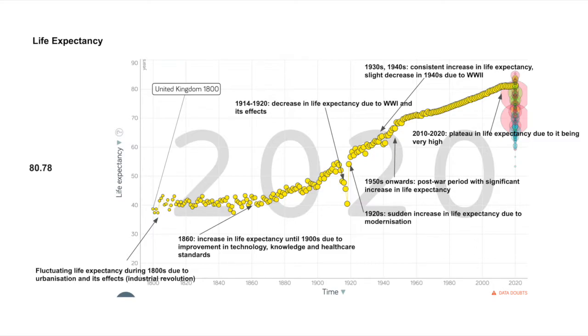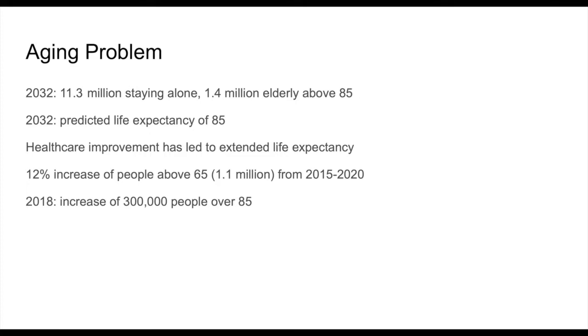In 1940, due to World War I, there was a decline in life expectancy. After the war in 1920, life expectancy increased due to modernization. However, life expectancy was slightly decreased due to World War II. And after the war, life expectancy increased greatly, and the current expected age is still increasing. And this will cause an aging population.